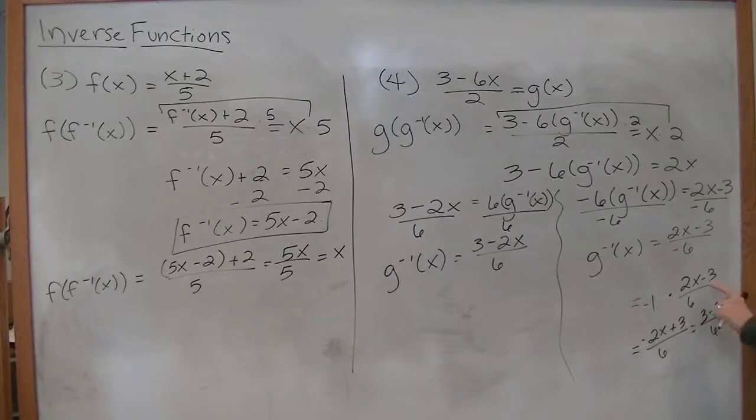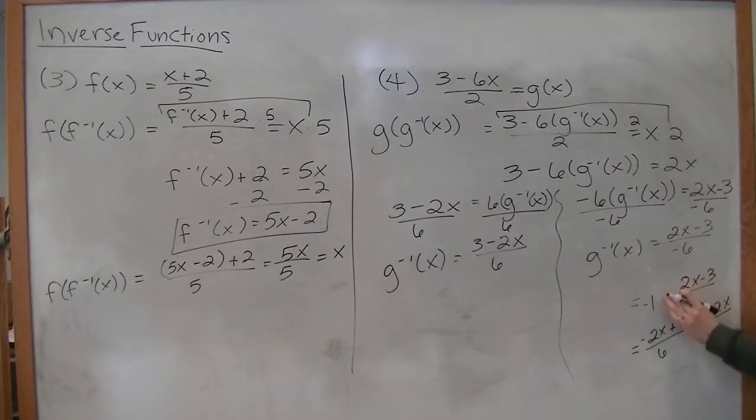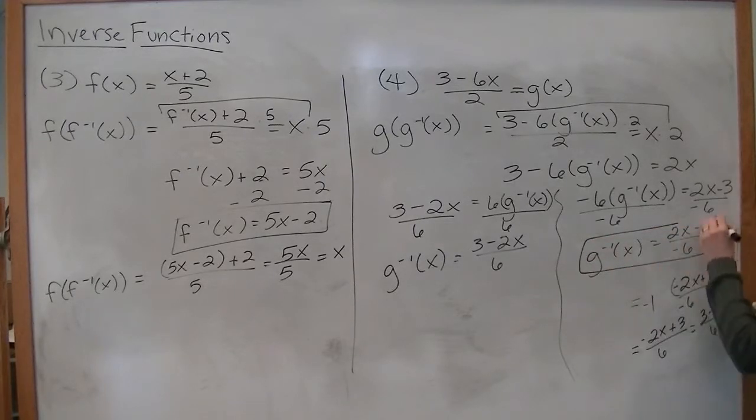Another way you can think of this is I could factor a negative 1 out on top, and then that negative 1 and the negative 1 on the bottom would cancel. So that would look more like this. And we'd end up with the same thing when those negatives cancel. So we see that these are the exact same thing, even though they don't look exactly the same.